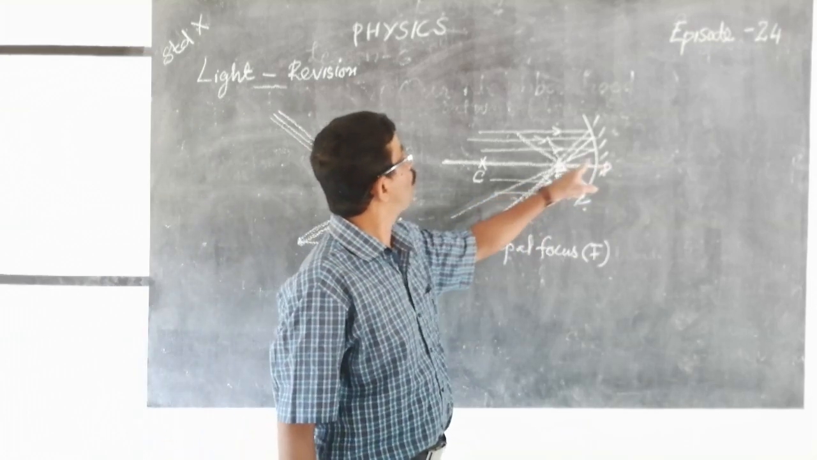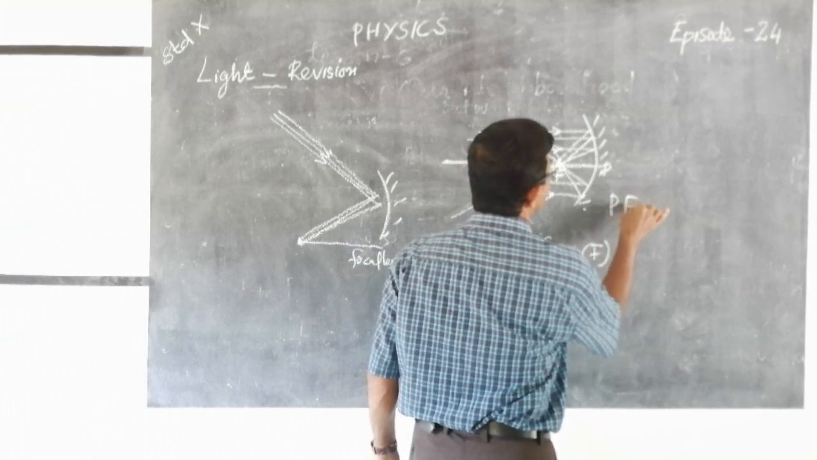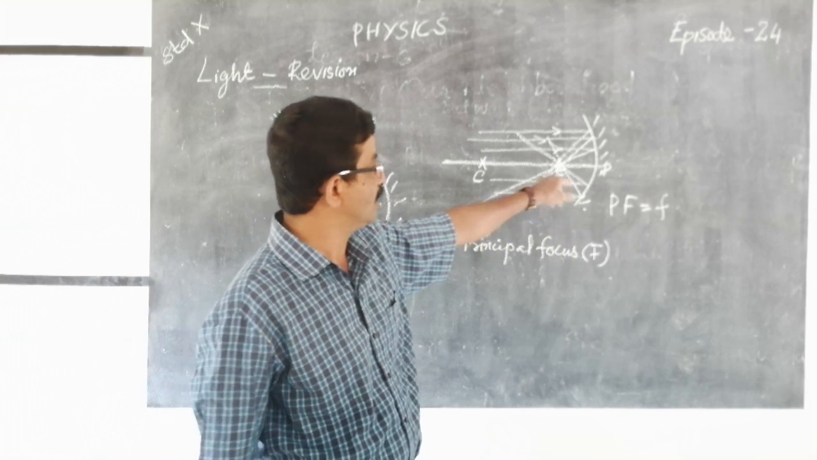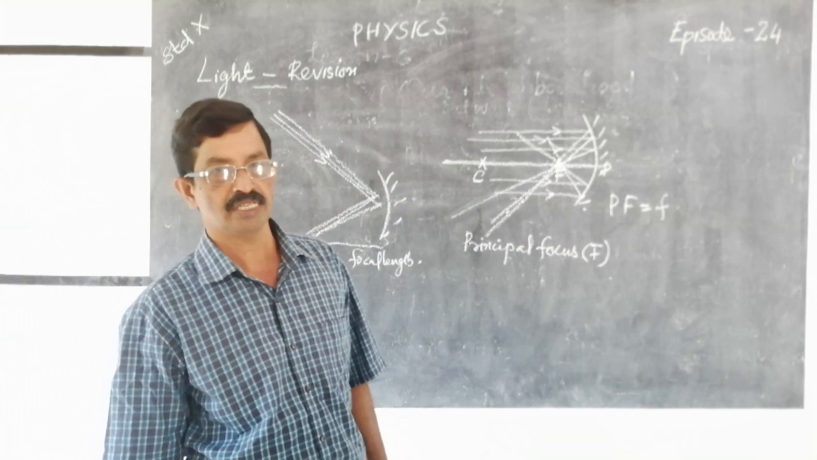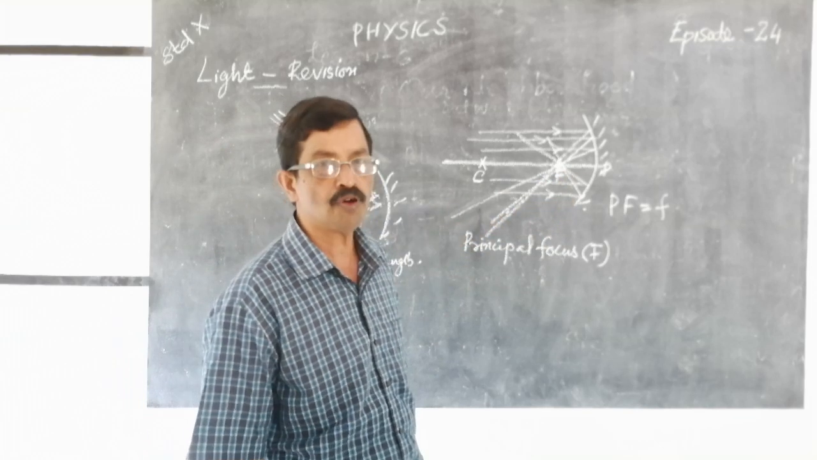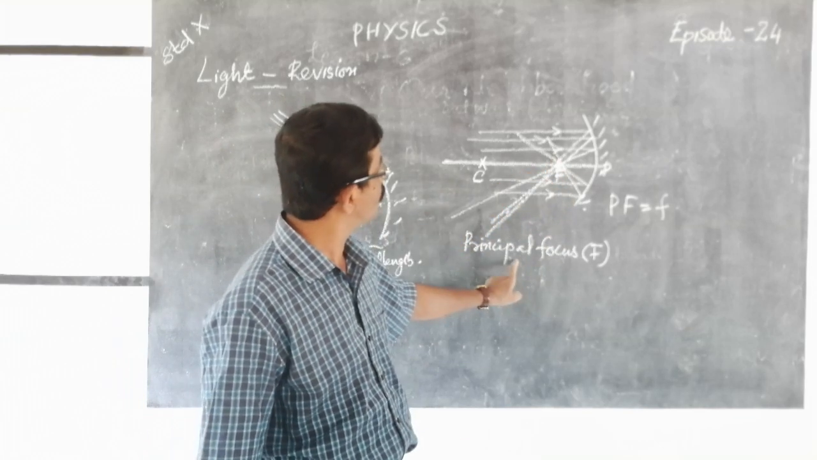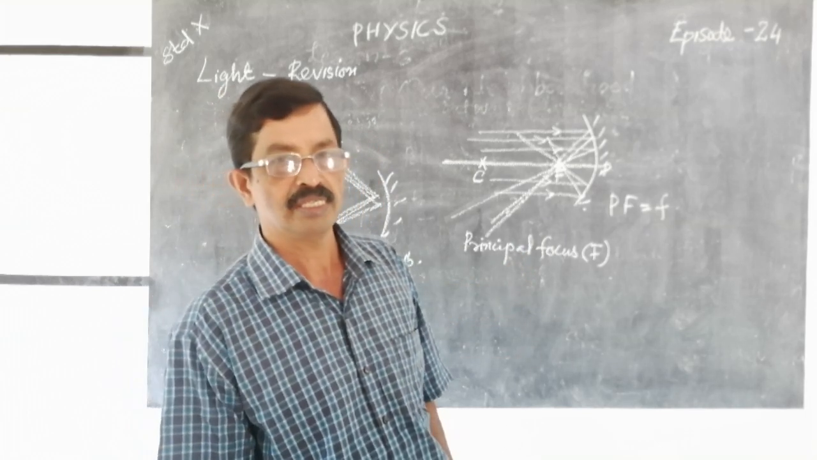Now the distance from pole P to focus F is equal to the focal length f. This distance P to F is the focal length. This is the principal focus of a concave mirror.